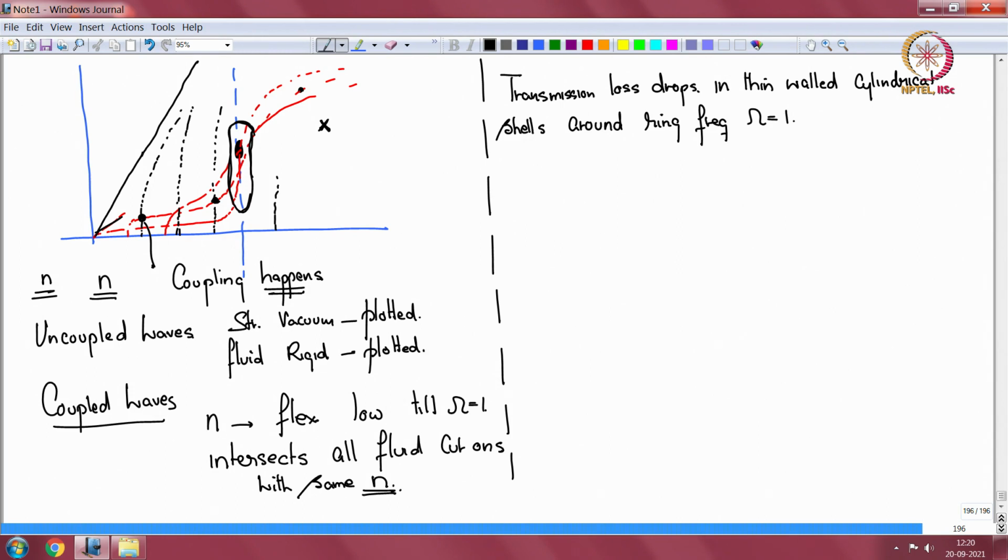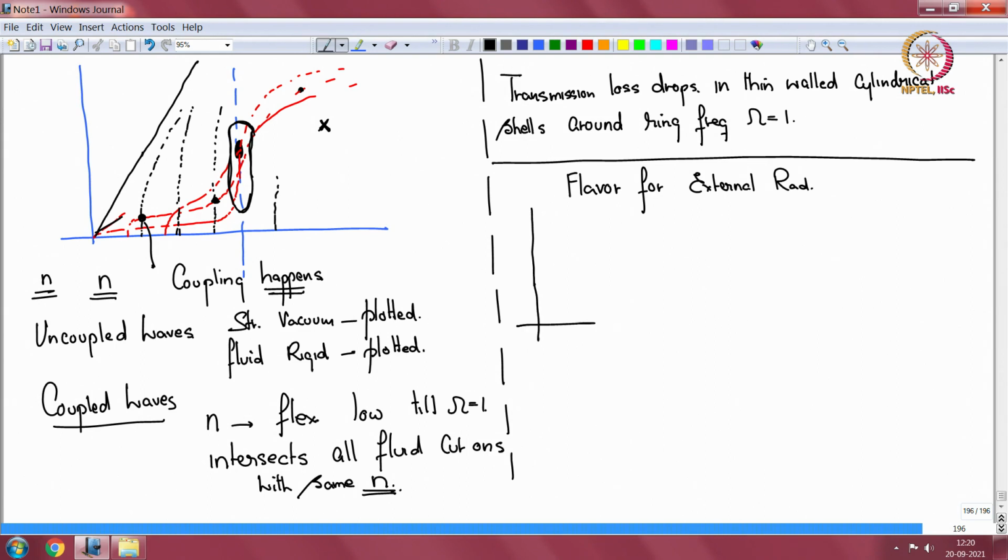Now let me just give you a flavor of external radiation. Now you have structural waves that are staying low, okay, and then they rise very suddenly, okay, and then they become dominantly flexural and so forth. So here this is what is happening.